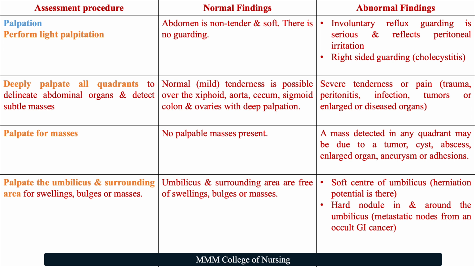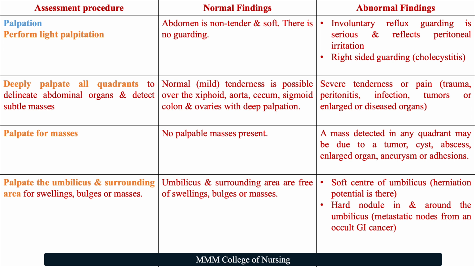Next, deeply palpate all quadrants to delineate abdominal organs and detect subtle masses. Normal findings show mild tenderness is possible over the xiphoid, aorta, cecum, sigmoid colon, and ovaries with deep palpation. Abnormal findings show severe tenderness or pain suggestive of trauma, peritonitis, infection, tumors, or enlarged diseased organs.